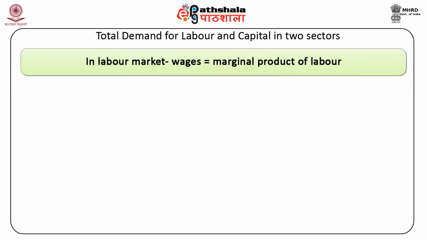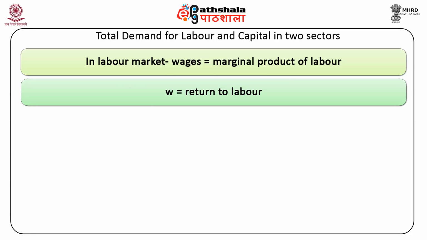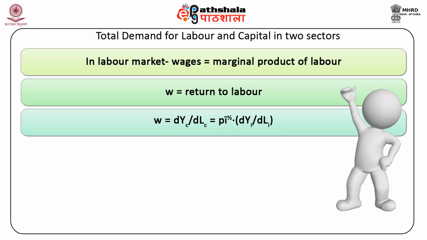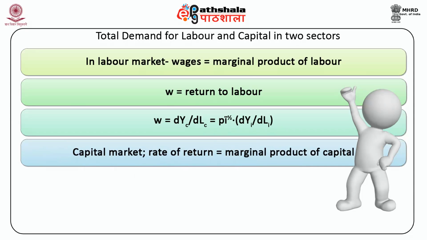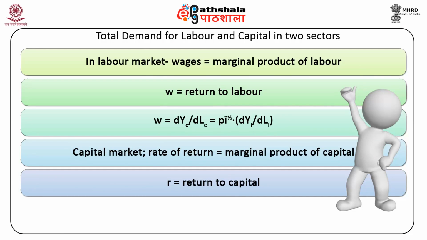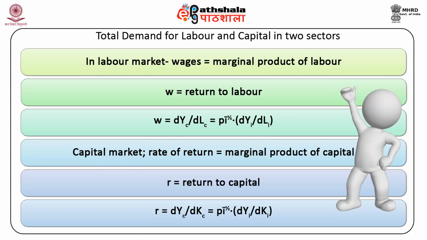In the labor market, the wages are just equal to the marginal product of labor and are expressed as W, which is the return to labor, that is wages. W equals the derivative of YC with respect to LC, which is equal to P raised to the power 1 upon 2 times the derivative of Yi with respect to Li. While in the capital market, the rate of return is just equal to the marginal product of capital. R is the rate of return to capital, that is profit or interest. R equals the derivative of Yc with respect to Kc, which is equal to P raised to the power 1 upon 2 multiplied by the derivative of Yi with respect to Ki.